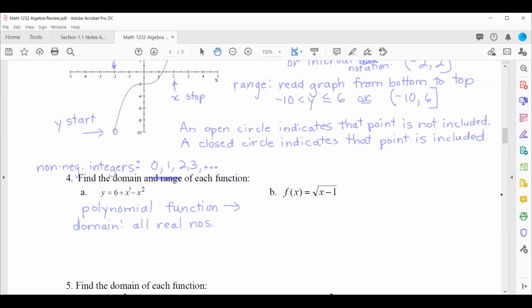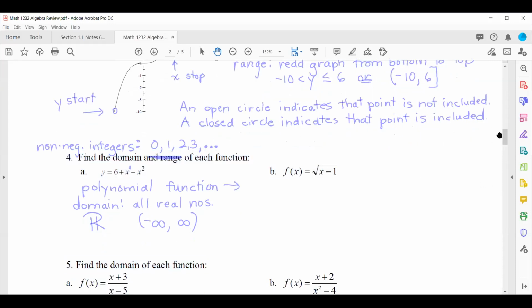There are several ways to write that. One way is to put this kind of fancy looking R to stand for all real numbers. As an interval, this is how we symbolize all real numbers. We say, okay, we want all numbers from -infinity to positive infinity. That's all of them. So that is interval notation for all real numbers.